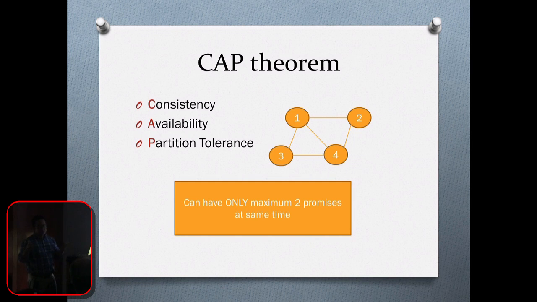The CAP theorem says that in a distributed system we can have a maximum of 2 promises at the same time. We cannot get all of them. The scientists and researchers have proved it. So here we learn it.